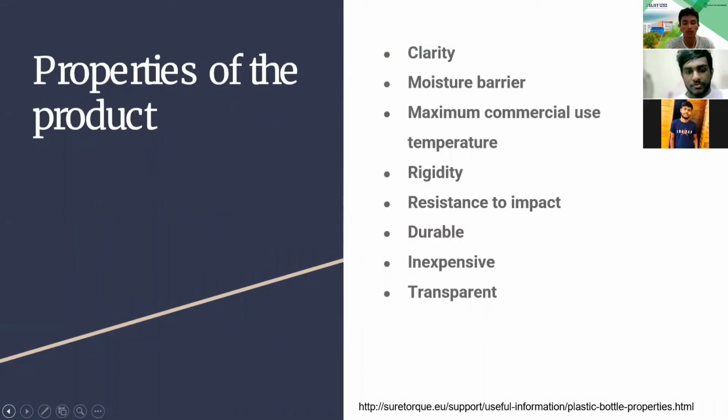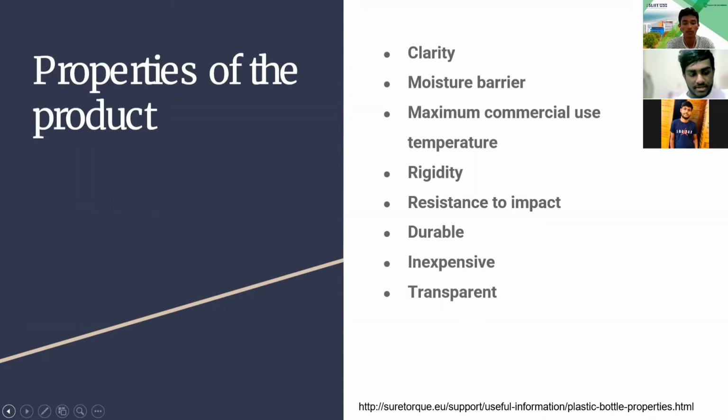Thank you, Achyutan. Now I will be explaining the properties of the product. First, the first property is clarity. The surface of the plastic bottles is clear, just like in glass bottles. Next property is the moisture barrier. The property of plastic bottles doesn't allow moisture into water stored inside the water bottle, and it helps the water inside to be fresh. The third property is maximum commercial use temperature. These plastic bottles have higher melting point, so we can use these plastic bottles in a maximum temperature day too.